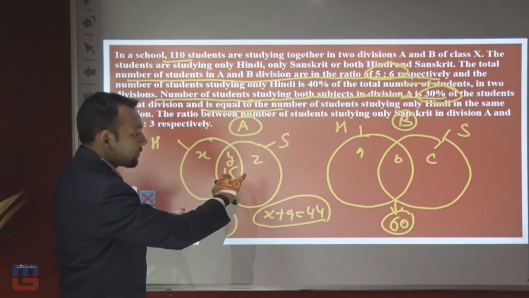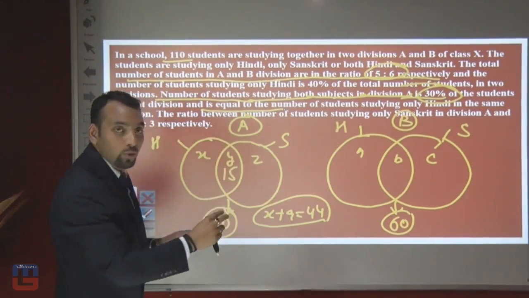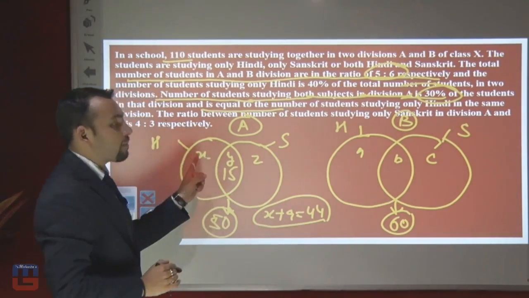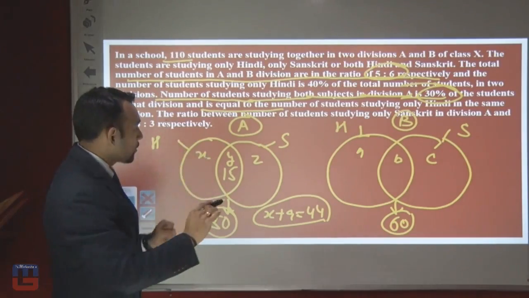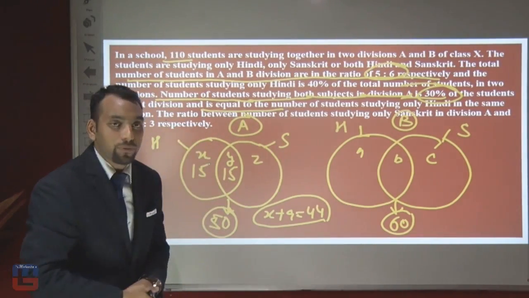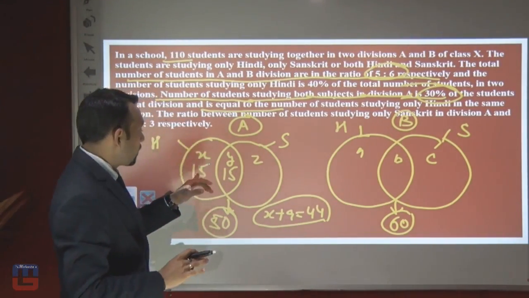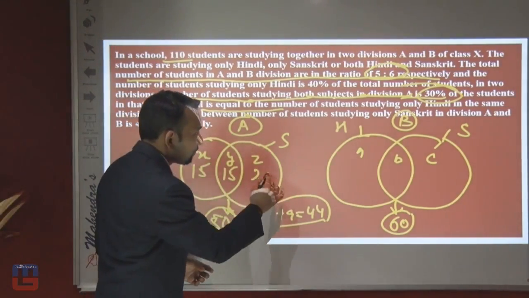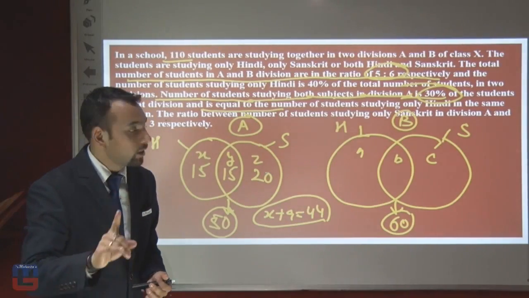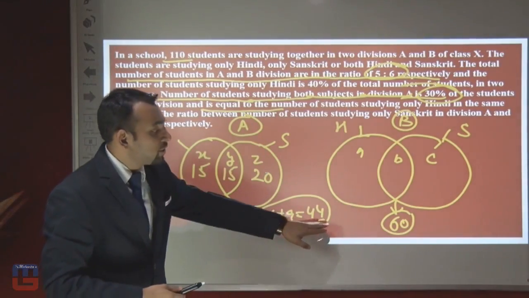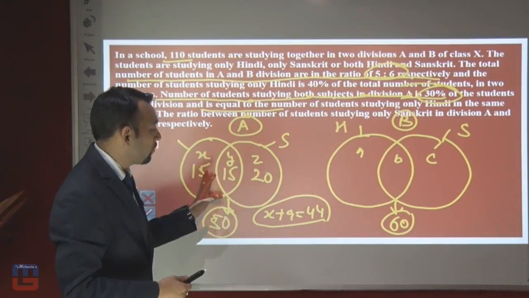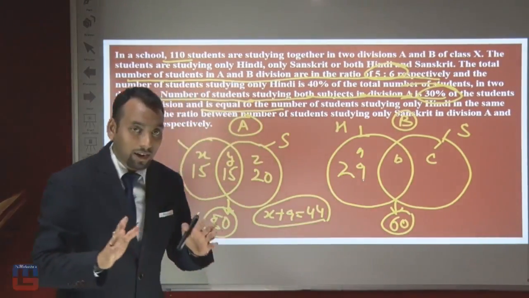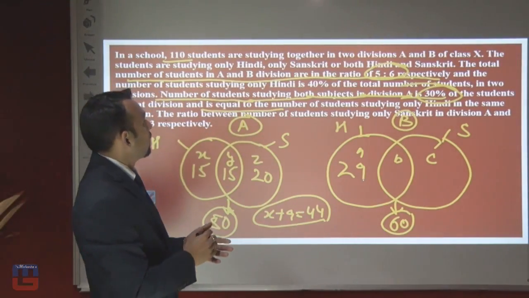It means if this is 15, this is equal to the only Hindi in the same division, which means we are talking about the X, right? So X is here 15, right? Now if this is 15, this is 15, 30, total 50 we have, so this will be 20. Alright, in the same way, X plus A is 44. And X we have 15, A will be 29, so this will be 29. Clear? Now read the next line.